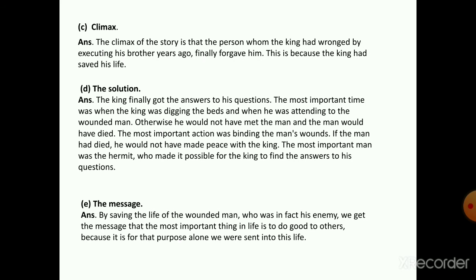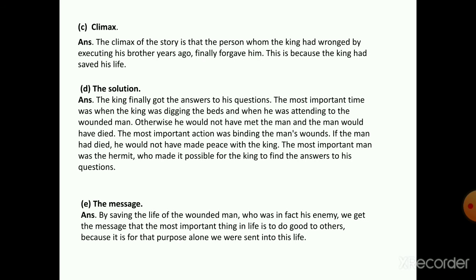Then the solution: the most important time was when the king was digging the beds and when he was attending to the wounded man. Otherwise he would not have met the man and the man would have died. The most important action was binding the man's wound. If the man had died, he would not have made peace with the king. The most important man was the hermit, who made it possible for the king to find the answer to his questions.